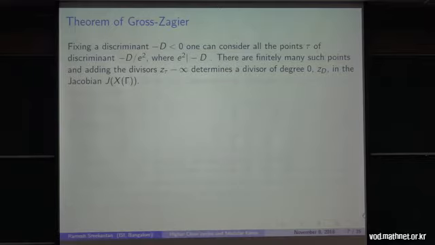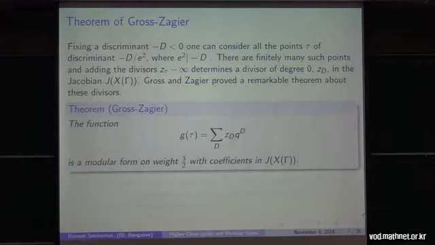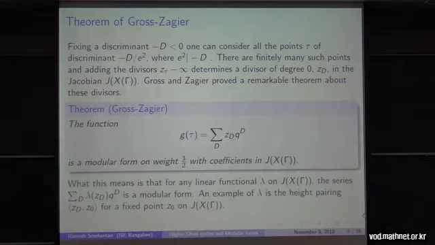It's a divisor of degree 0 on the curve x gamma, so it gives you a point in the Jacobian of x gamma. And Gross and Zagier proved the following remarkable theorem about these divisors. They said the function g tau, which is the summation of z d q to the d, is a modular form of weight 3 over 2 with coefficients in the Jacobian of x gamma. It means it satisfies that nice transformation property with respect to gamma, and the z d are actually in the Jacobian, so the coefficients make sense there.